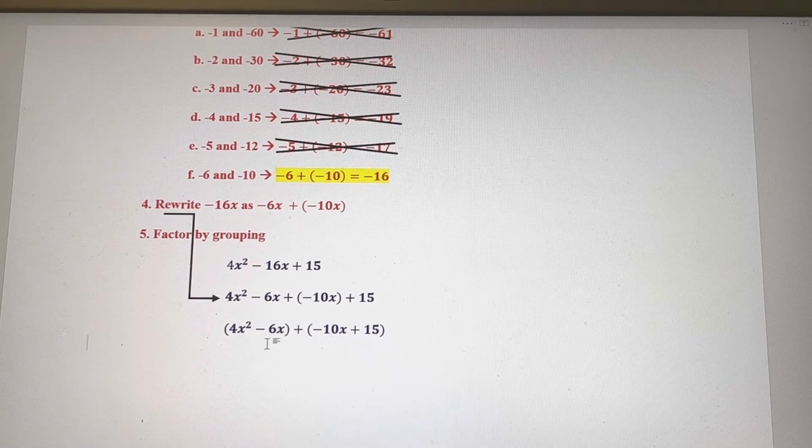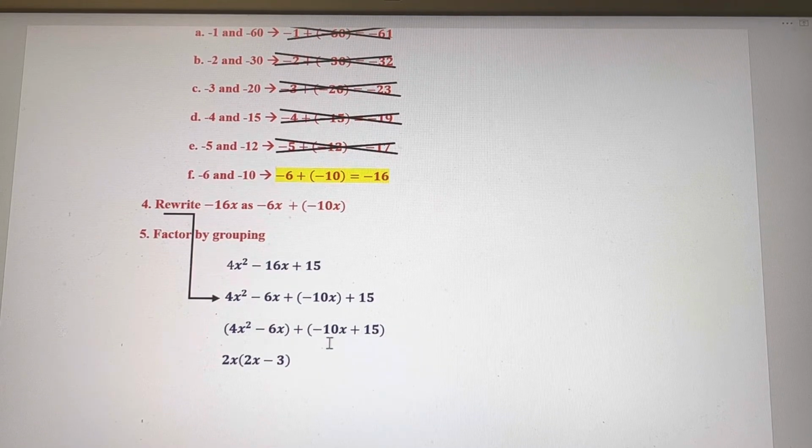4 and 6, both divisible by 2. X squared and x, both divisible by x, so I can take out a 2x. When I do that, I'm left with 2x minus 3 on the inside. Remember, we're dividing this binomial by that greatest common factor to see what's left inside, okay? With the second one, negative 10x and positive 15, we want to take out a negative.